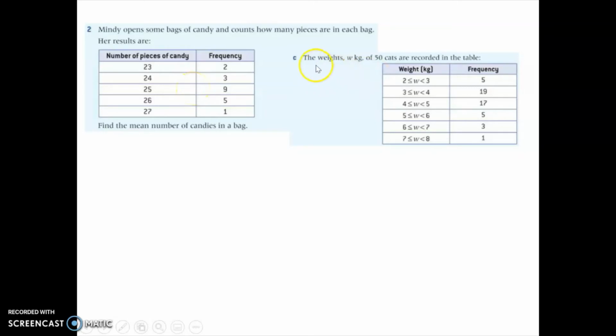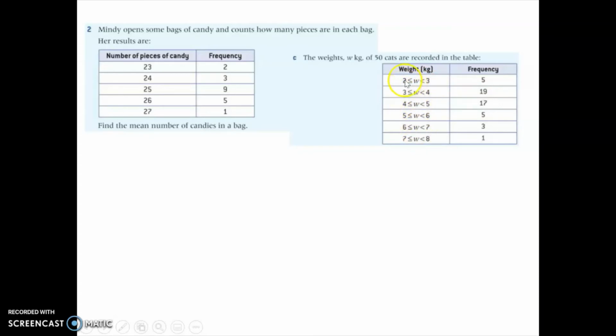Now, second example here is we have the weights of 50 cats, and they're recorded in this table. Again, weight was a continuous variable, while the number of candies is discrete, so we present it this way, and the weights, we know weight is a continuous variable, so therefore we'll present it this way. Weights of cats, okay. So some cats are between 2 and 3 kilograms, some are between 3 and 4, 4 and 5, and so on.